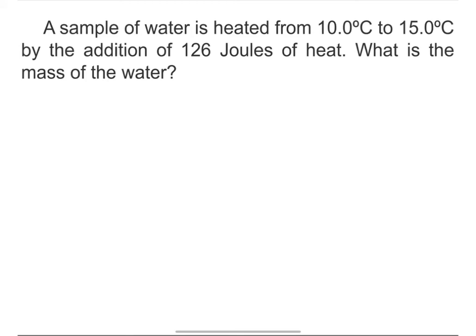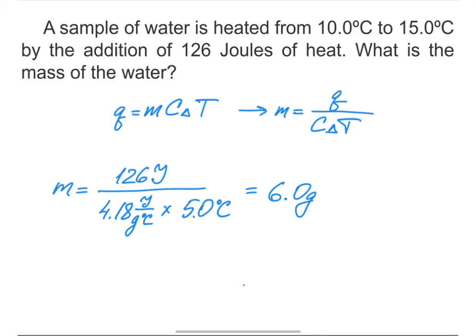Pause this video, solve this problem, and then compare your answer with mine. Okay, my answer is the mass of this sample of water is 6.0 grams. Reminder that we know the specific heat capacity of liquid water. This is something that is given to us because we know water very well, and the specific heat capacity of it is known. It is 4.18 joules. This number is given to you in the reference table on the first page.